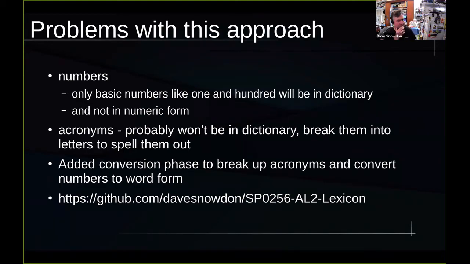So I forked the repo and did a bit more work to convert numbers to words. It would take 2014 and write out the words, and then convert acronyms to letters. So there's my fork there, if you want to look at it. It's still pretty ugly. There's a lot of stuff you can do to make it better.